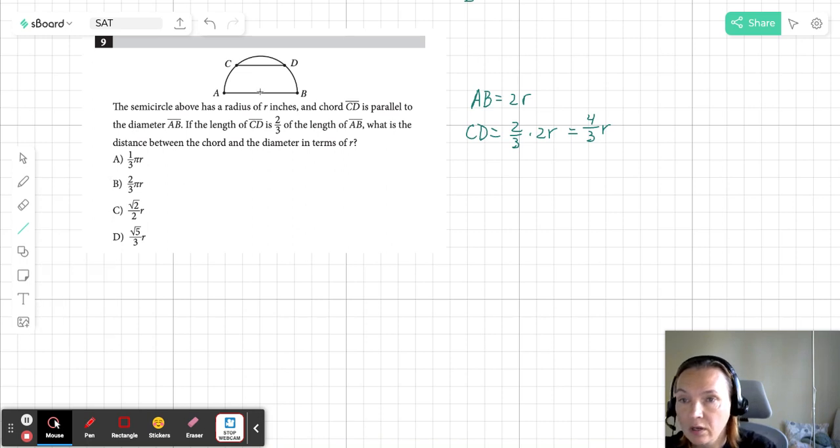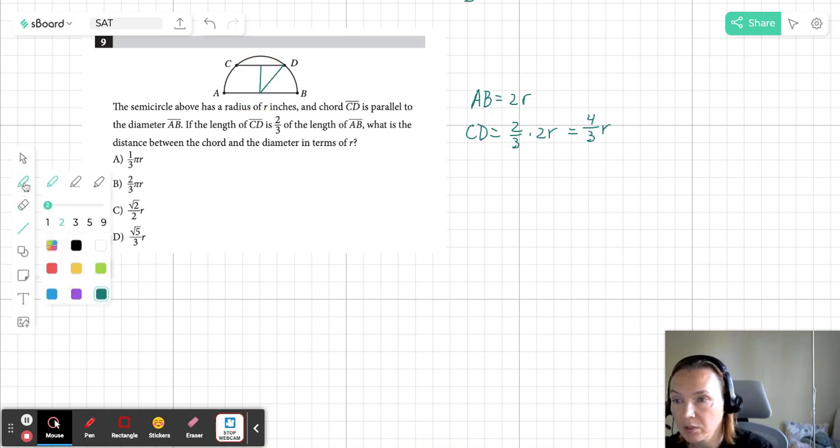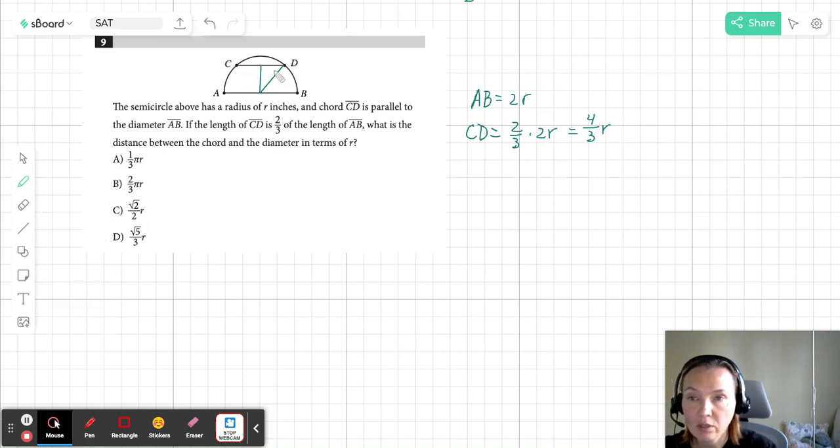So in other words, if the center of the circle was somewhere here, then this distance would be r, and then we need to figure out this distance. It's perpendicular to both the diameter and the chord, right? So we have a little right triangle here. This distance is r. We know that CD is 4/3r, and then this one is half of that.